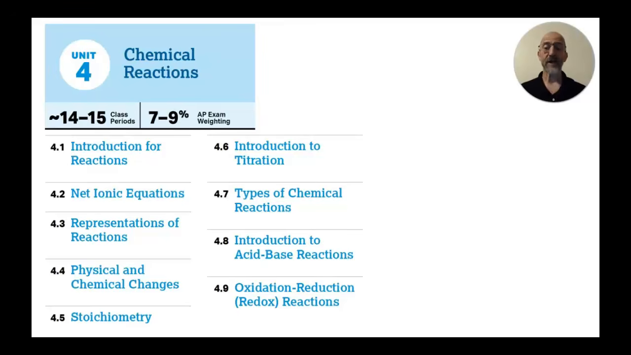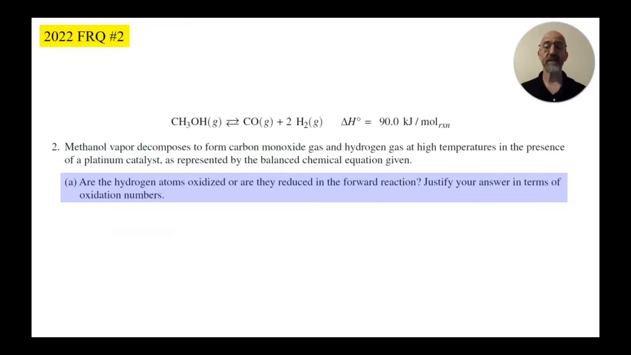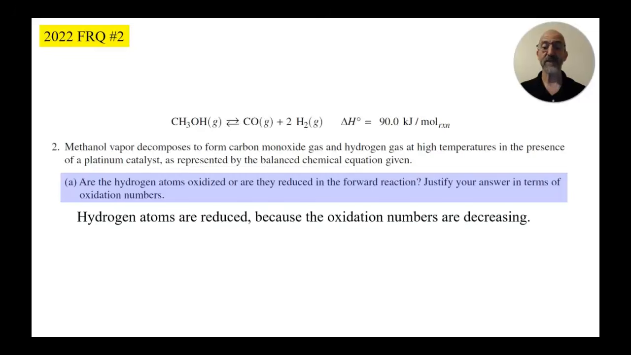So our next question, which appeared on the 2022 AP Chemistry exam, we are given a balanced chemical equation. I see CH3OH on the left, and on the right I see CO and hydrogen, H2. It says, are the hydrogen atoms oxidized or are they reduced in the forward reaction? Justify your answer in terms of oxidation numbers. And this is what the student said. Hydrogen atoms are reduced because the oxidation numbers are decreasing.